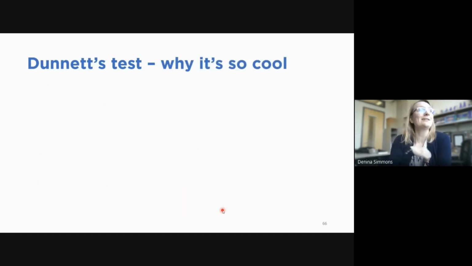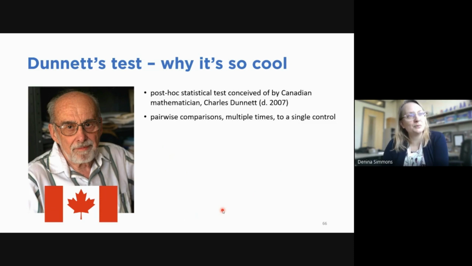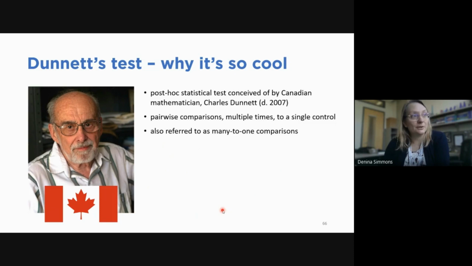Okay, so I'm going to talk about Dunnett's test and why it's so cool. So a little bit of a sidebar. This is a post hoc test developed by a Canadian mathematician named Charles Dunnett. He passed away about 15 years ago. What Charles Dunnett came up with is a way to do pairwise comparisons multiple times to a single control. And so if you're a toxicologist or maybe even a clinical drug tester, this is really important. This is called the many-to-ones comparison.